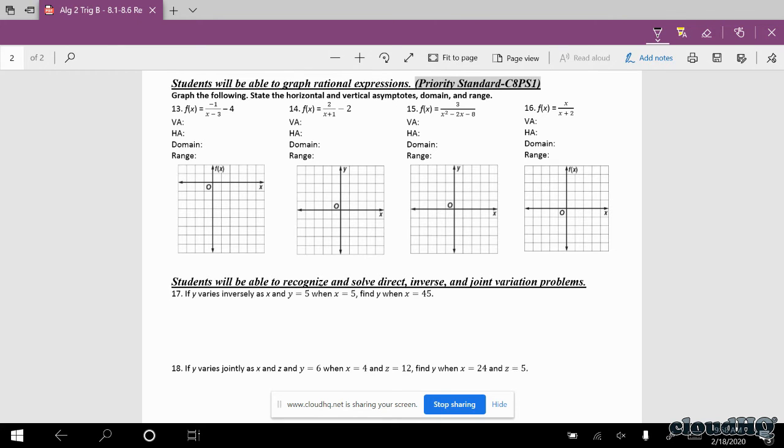Graph. Vertical, that's determined by your denominator, so x equals positive 3. Horizontal, f of x equals, look at your k value, that's negative 4. So in our domain, we cannot have an x value of 3, so I would say x doesn't equal 3. For our range, I would just say f of x does not equal negative 4. So a vertical asymptote of 3. Horizontal asymptote at negative 4.